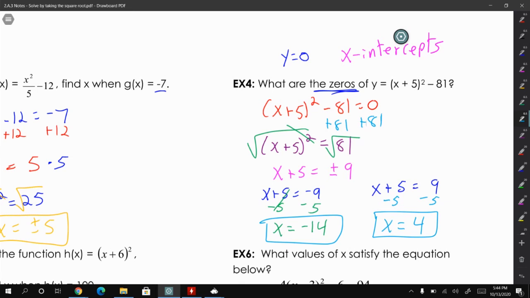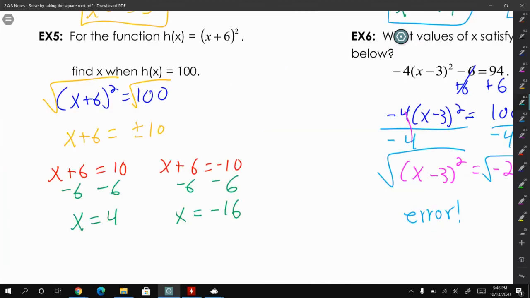Okay. So what I want you to do is try examples numbers 5 and 6 and see what you get. So pause the video and try it, and once you're done, unpause it and we'll talk about it. Okay, so for example 5, this is what you should have gotten. You set that x plus 6 squared equal to 100. And then once you take the square root, you have x equals plus or minus 10. You make your two equations, and you get x equals 4 and x equals negative 16.